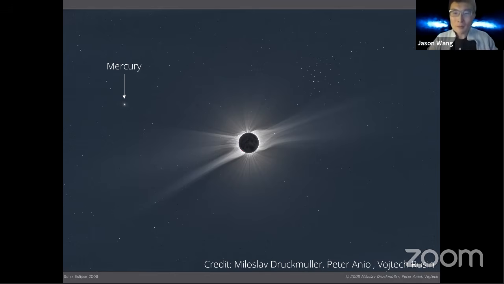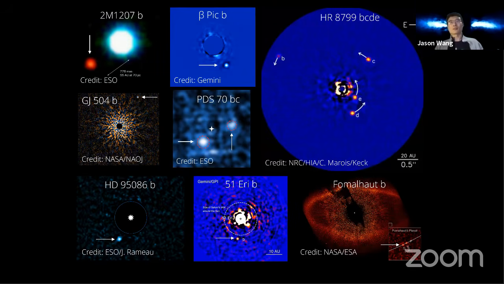All right, so when we combine both of these techniques, we get images. So here is a gallery of real images of exoplanets. All of this is real data. None of these are artist conceptions. This is all real data that I'm showing here.